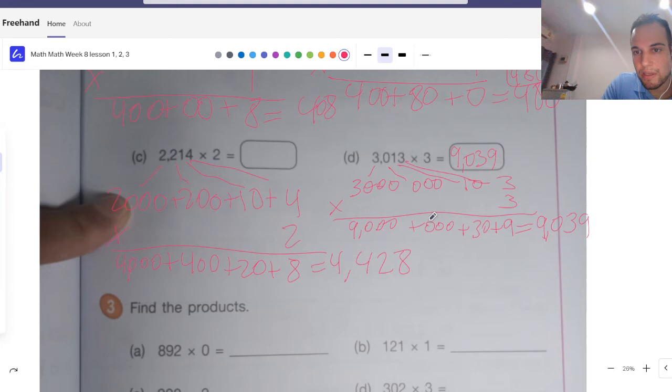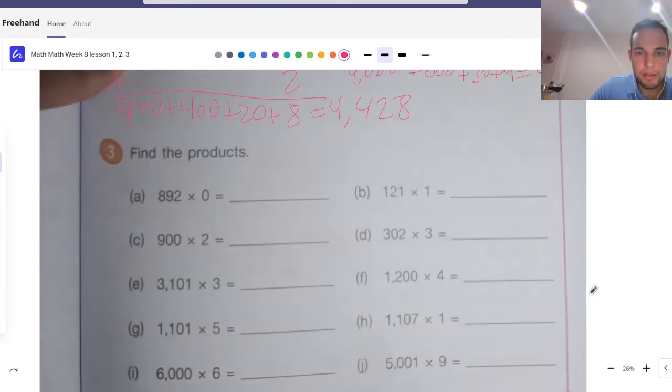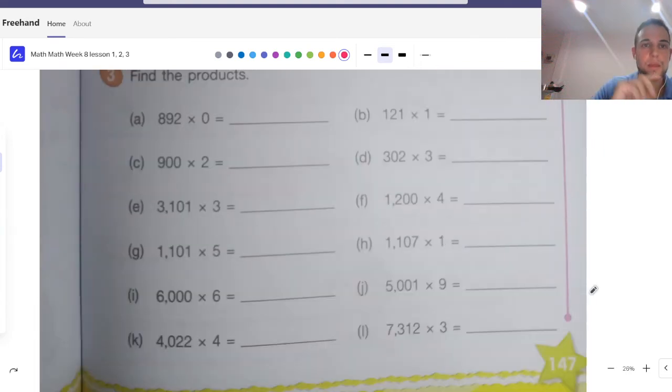Because the hundredths place is 0. Okay. Now, let's find the products in this next part here. All right. So if you want to do this, you can do it quickly in your books. You should check to see if you got the answer correct. The answer is, for A, 0. Anything times 0 equals 0.